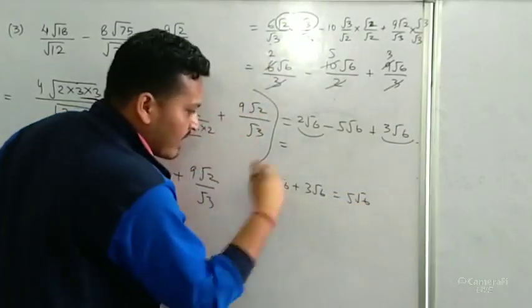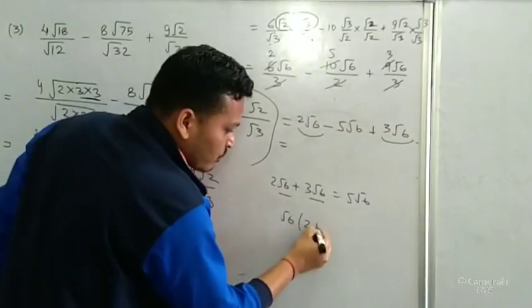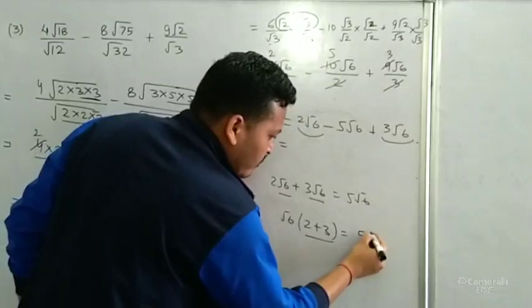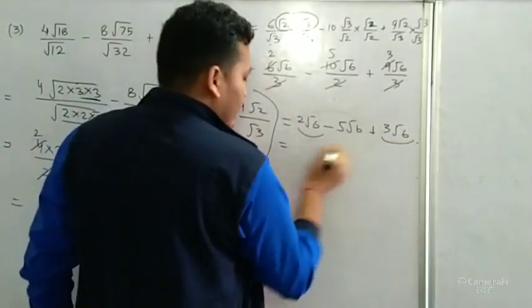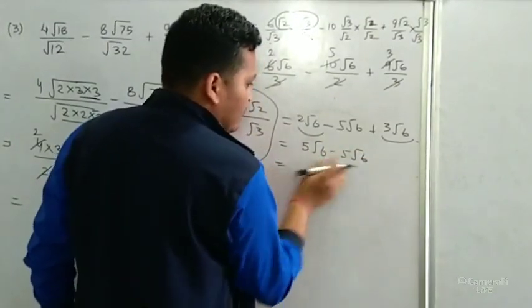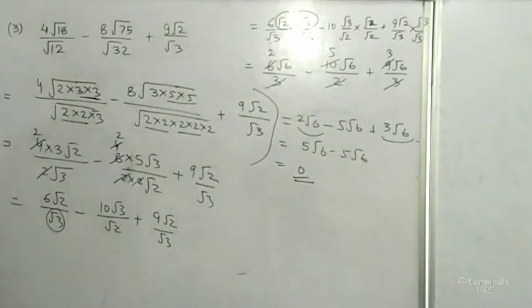Yeah, we can solve this by another method. You can take root 6 common out, so 2 plus 3 is 5 into root 6, so 5 root 6. You can solve this one by any one method. So 5 root 6 minus 5 root 6, and 5 minus 5 means 0. So the answer is 0. Okay, so this is the simple method.